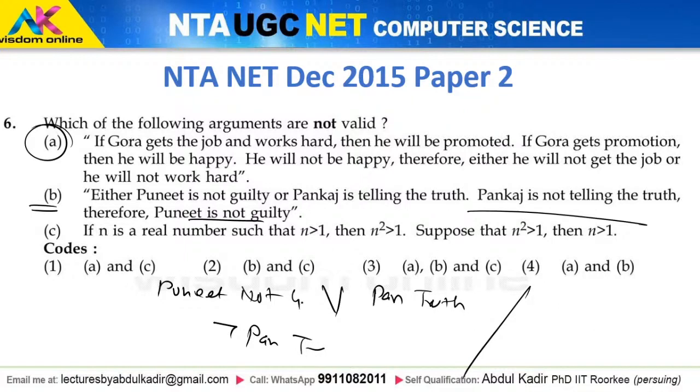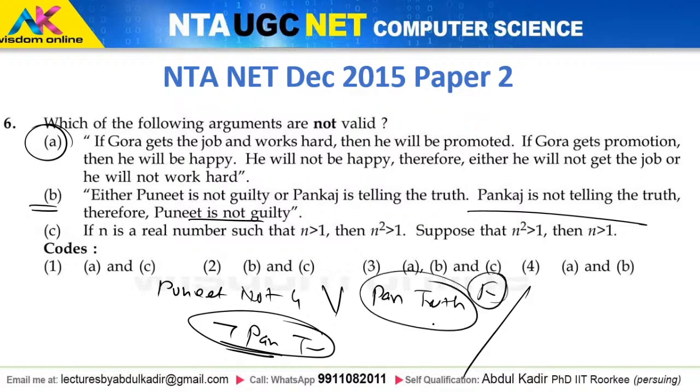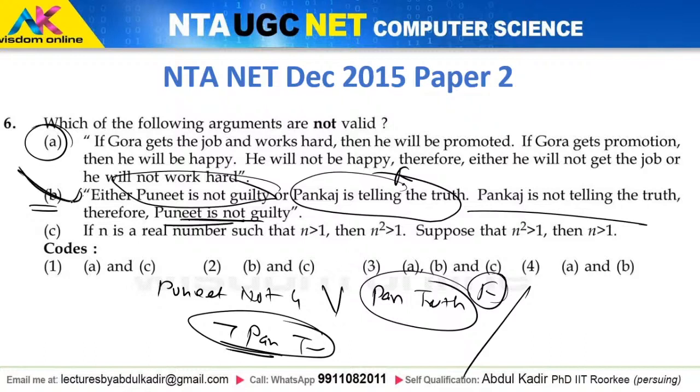So very easily you can see, in this hypothesis he is saying that Pankaj is not telling the truth. Means this has become false. Now if this has become false, then this should be true, means Puneet is not guilty. So yes, this is true. B is also valid. A is also valid.